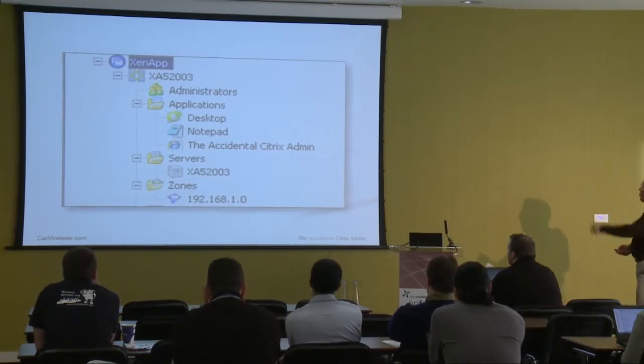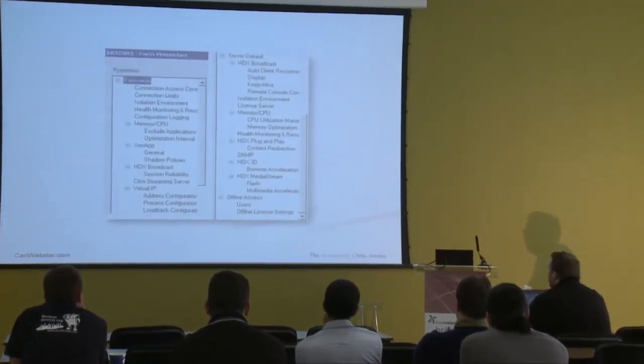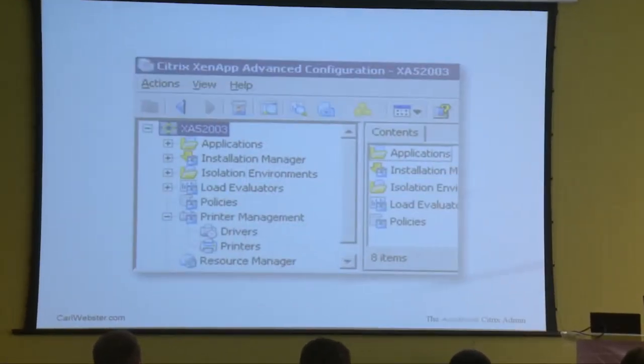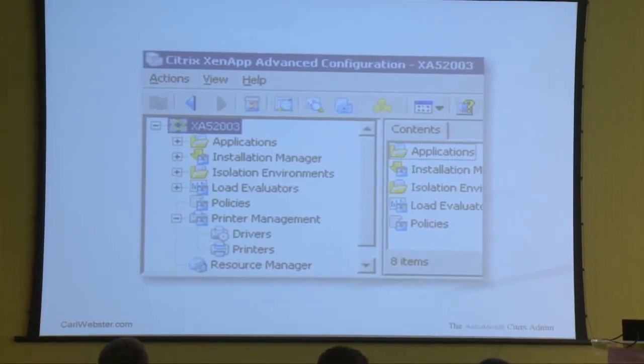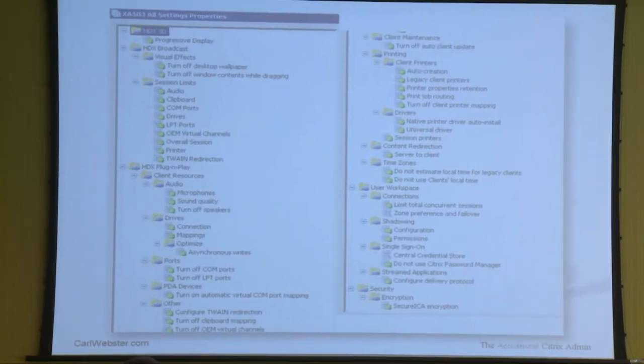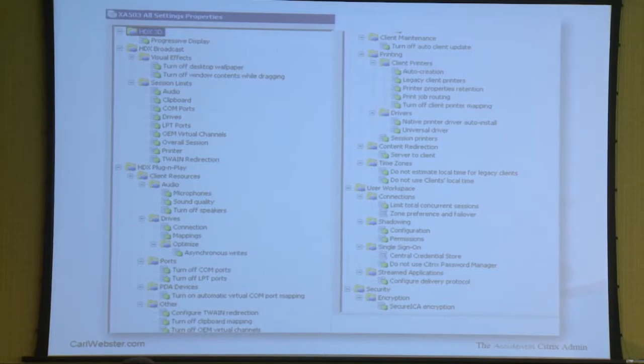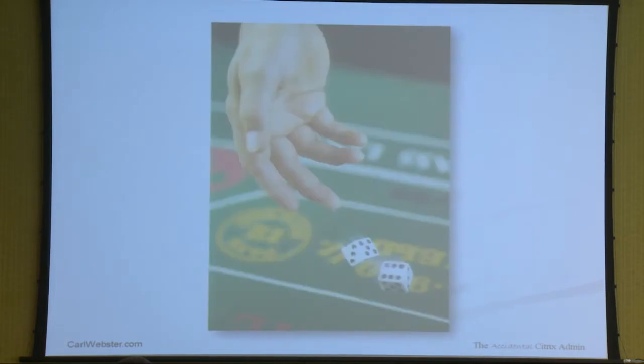But what they're saying is they wanted me to go through and document all their administrators, applications, servers, zones, all the farm properties, all the server properties, all the stuff in the advanced configuration, and all of their policy settings. And I mean, they had hundreds of policies. That's what it looked like when I hung up the phone. I was like, oh crap. How do you do that?